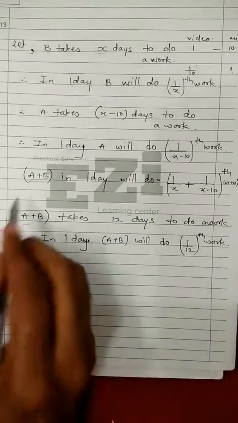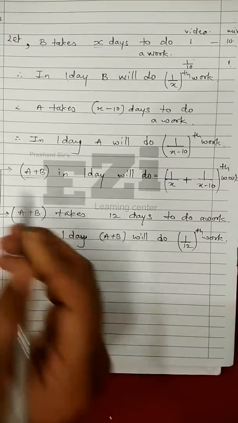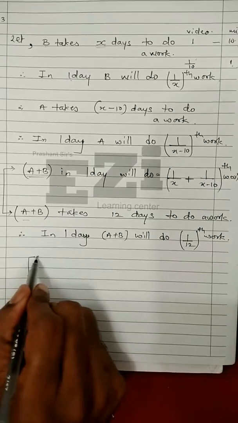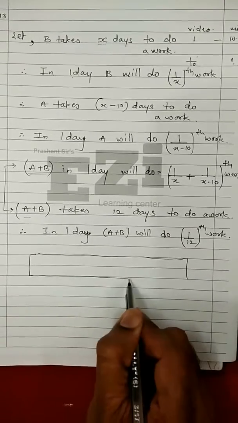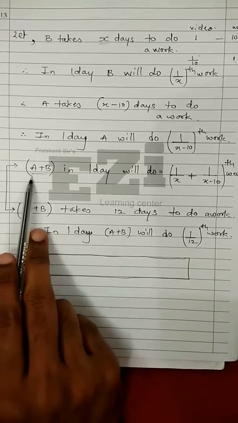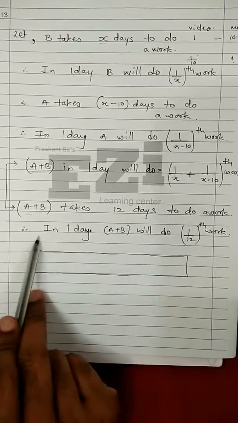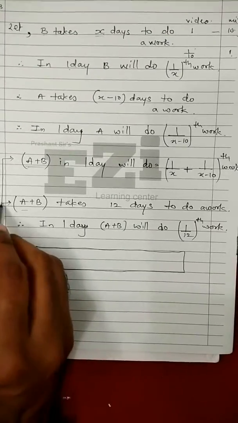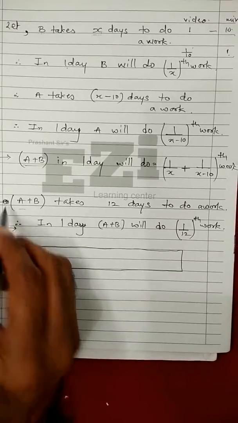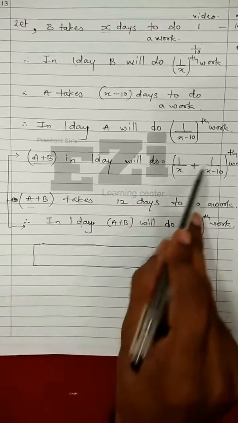And we'll compare these two statements. These two statements have some relation, and that relation will be utilized while making the quadratic equation. Can you read this? A plus B in one day will be able to do this much work, and A plus B in one day will be able to do 1/12 work. So in one day, A plus B will do this and this.